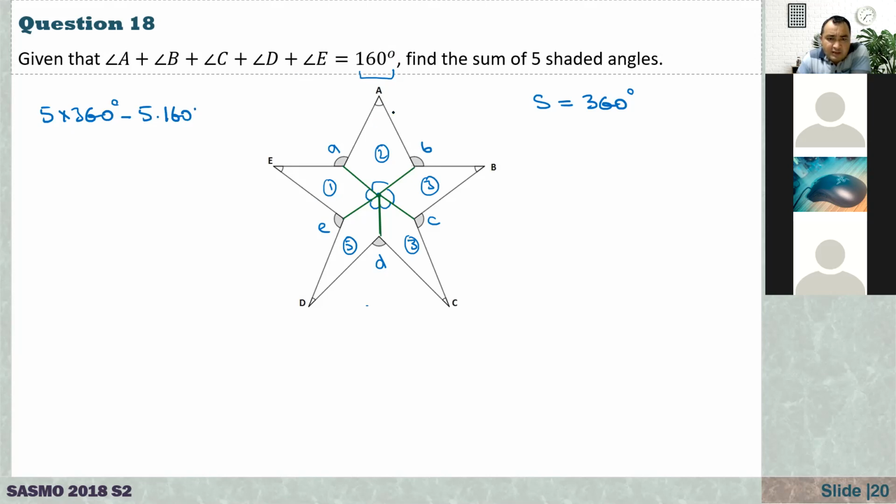Now I removed these angles A, B, C, D, E. I am also going to remove this one, these angles. Let me first remove this 360 degrees, because the sum of these angles, 1, 2, 3, 4, 5, is equal to 360 degrees. If I subtract this, what we have here gives us the sum of the unshaded angles, right? Do you understand? Is that clear?